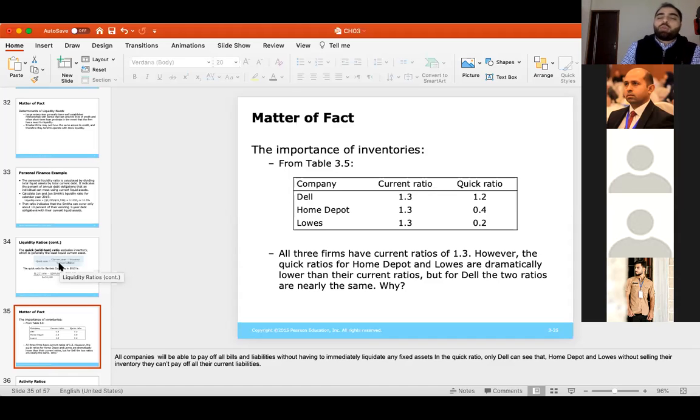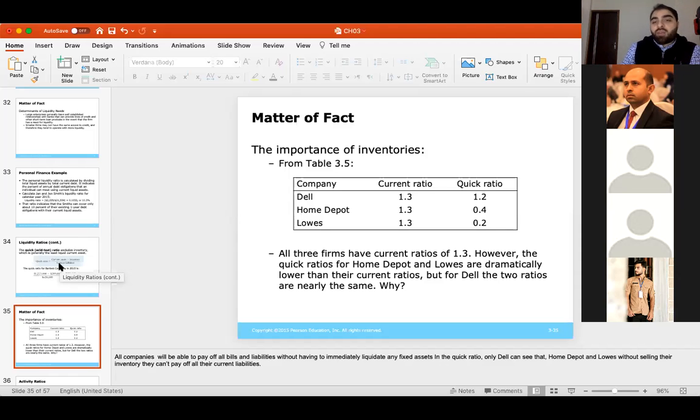But when we go and calculate the quick ratio, we find that Dell has a quick ratio of 1.2, Home Depot has a quick ratio of 0.4, and Lowe's has a quick ratio of 0.2.